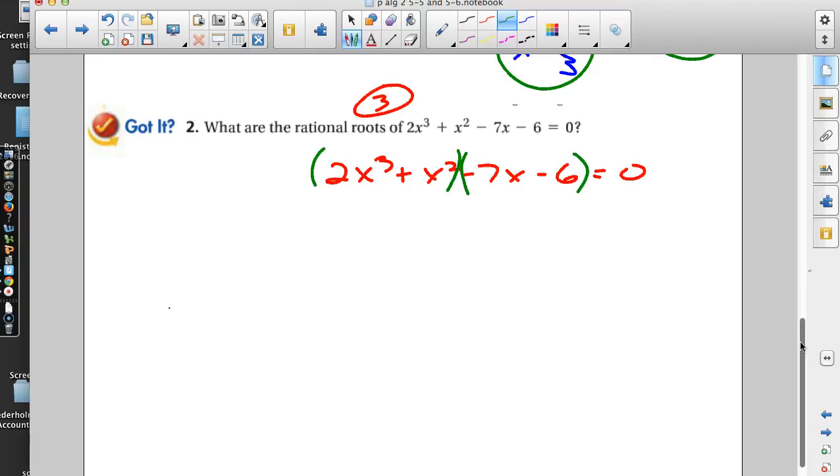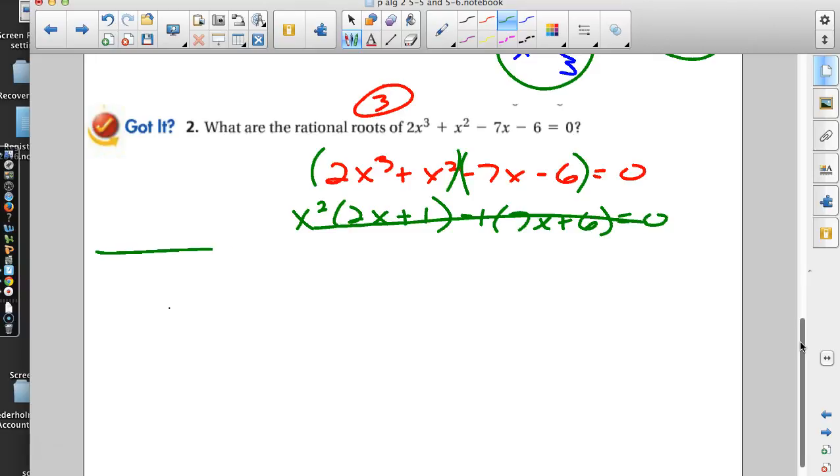What can we pull out of just the front 2? X squared, right? What could you pull out of negative 7x minus 6? That's it, negative 1. So any chance this is factorable by grouping? No, we didn't see the same thing in the parentheses. So we do have to write our list of possibles and then use the graphing calculator.